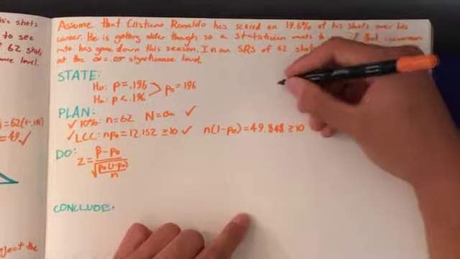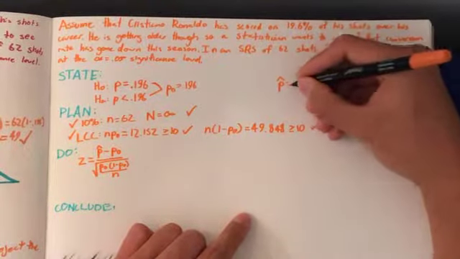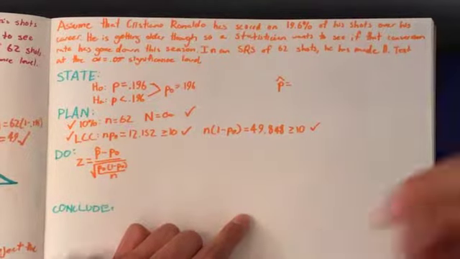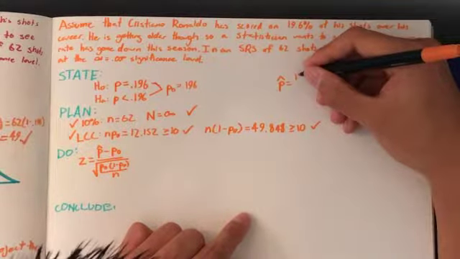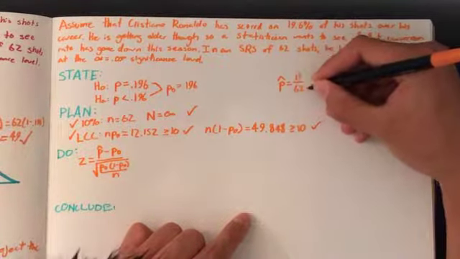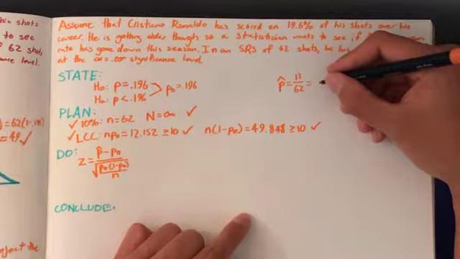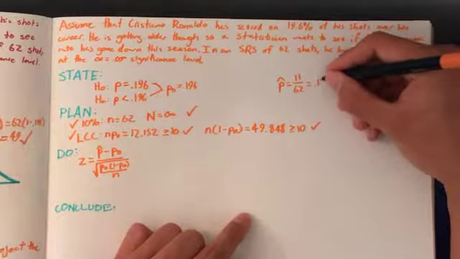I'm going to write it up here. So p hat is the proportion of shots that he's made out of the sample size. So he's made 11. We took a sample of 62. So our p hat is actually equal to 0.177.